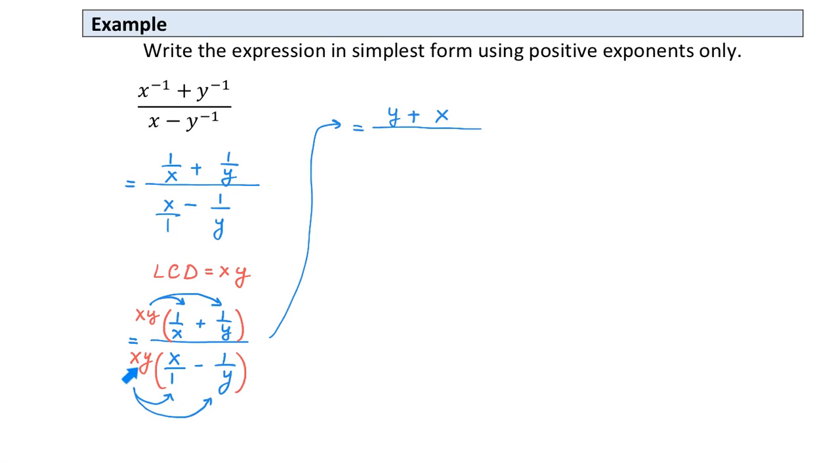When we multiply xy times x, nothing will cancel because they are both in the numerator. Instead, we will have x squared times y. Then we will write x squared y. And at last we will multiply xy by 1 over y. In this case, this y is in the numerator, but this y is in the denominator, so they will cancel, and x times negative 1 will be negative x. Then let's write minus x.